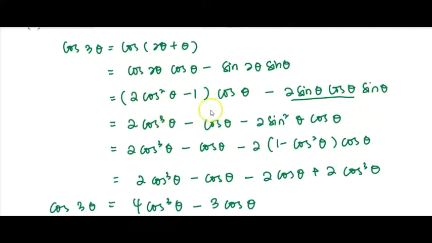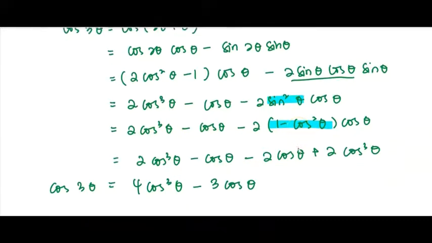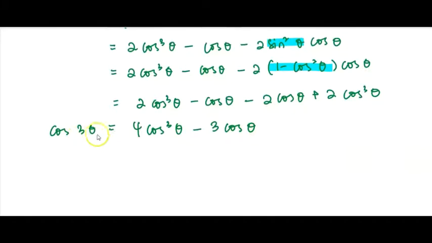Then after that, I will simplify it, and the sine square theta over here I will replace by 1 minus cos square theta, because I wish to change every term in terms of cosine. After I simplify, I got cos 3 theta equals 4 cos cube theta minus 3 cos theta. So I can insert this into the equation.